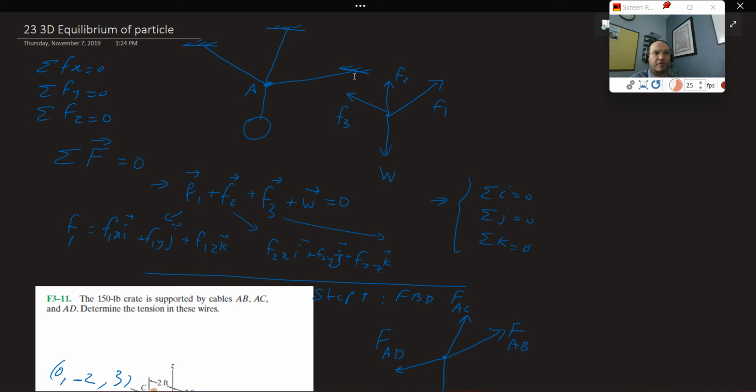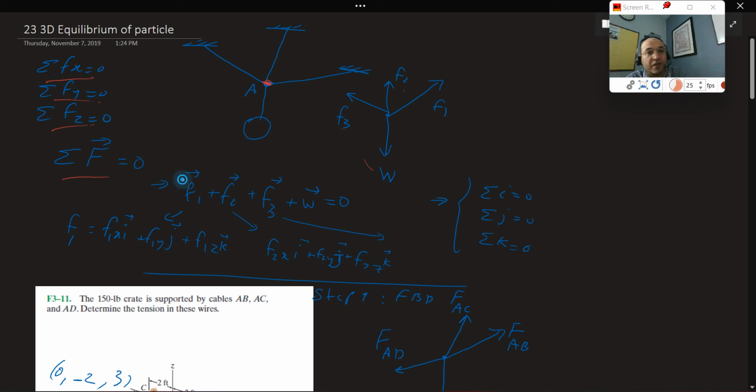Or basically, because it's three-dimensional, we can say the sum of Fx equals zero, the sum of Fy equals zero, and the sum of Fz equals zero. Now, in a vector approach, you can simply say F1 plus F2 plus F3 plus W is equal to 0. If I have a diagram like this, with a weight connected at point A, you can see point A as one point of a particle. At that point, I have three forces, F1, F2, and F3, and then I have W. So the sum of F is equal to 0: F1 plus F2 plus F3 plus W equals 0.